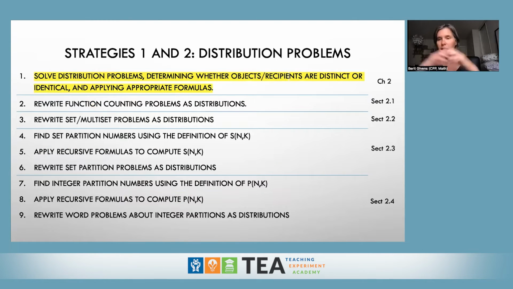And so I combined all of those into just an overall chapter 2 objective, which is to solve distribution problems, determining a broad objective. And this actually also took care of one problem I had with the idea of tagging questions with learning objectives.